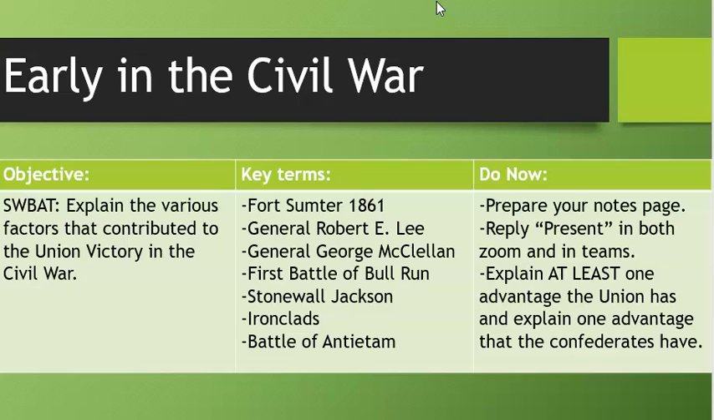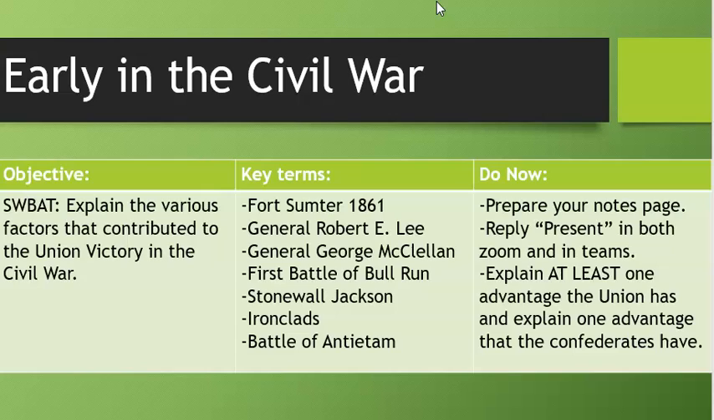So let's get started. We're talking about the early Civil War. We're getting into the war today. We're going to talk about the different factors that contributed to the Union victory in the Civil War. We've got a couple of key terms for you. At least one advantage the Union has, and at least one advantage the Confederacy had. What did you think of? Think about it on your own for a second.